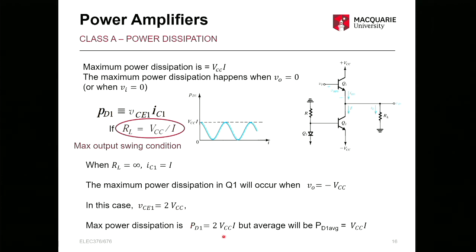So we get a very high maximum power dissipation of 2 VCCI, but that's only the maximum, and the average is actually going to be just VCCI, because that situation isn't likely to persist where you have an open circuit. So this particular condition isn't likely to persist like the zero output one, so we don't worry about it too much, and we're more concerned there with the average condition.